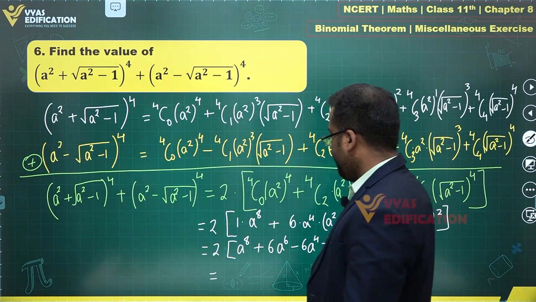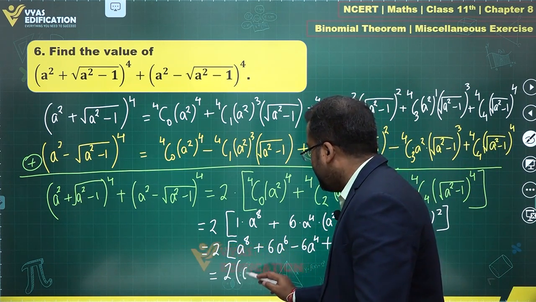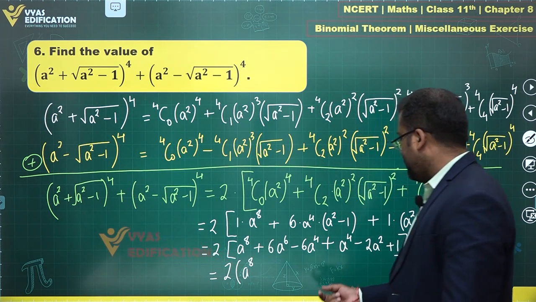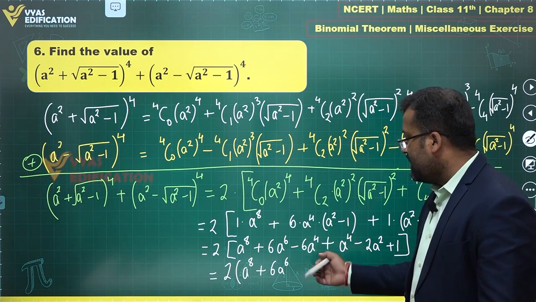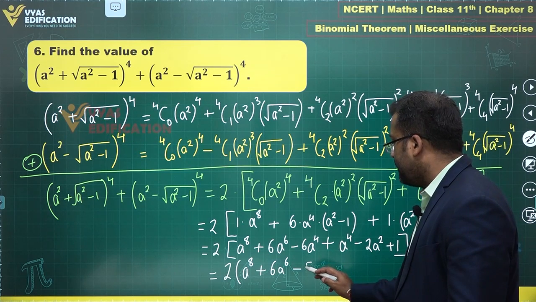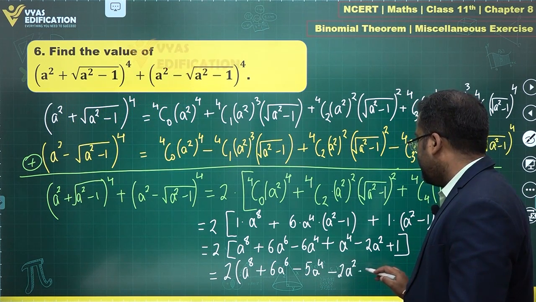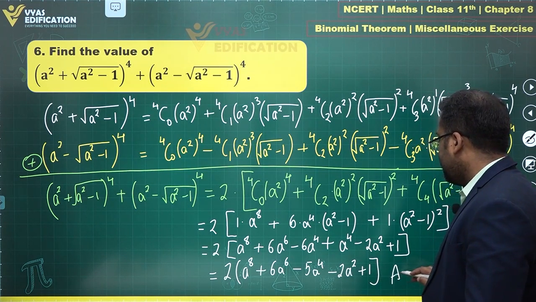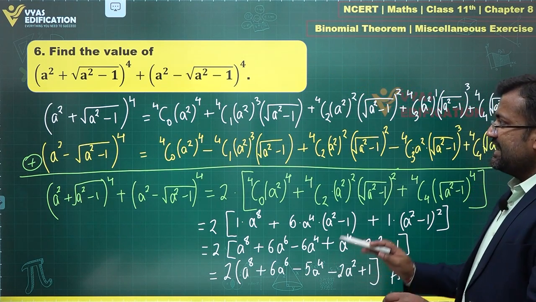Okay, so let's add the like terms together. This is a power 8, 2 times bracket, and then you have a power 8. Is there any other term of 6a power 6? No, this is 6a power 6. But 6a power 4 and a power 4: minus 6 plus 1 is minus 5 a power 4. Minus 2a square is already there, plus 1, and yes, this is my answer for this question over here. Is that all? Yes, that's all for this question.